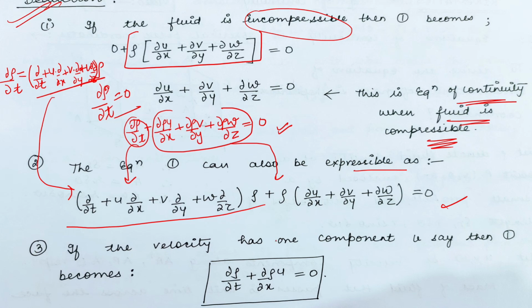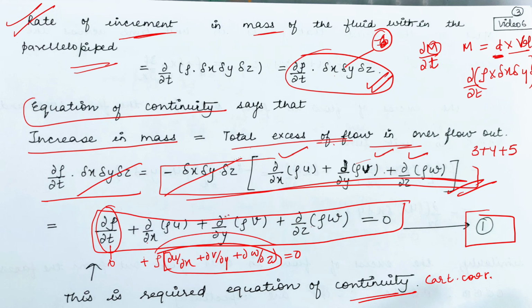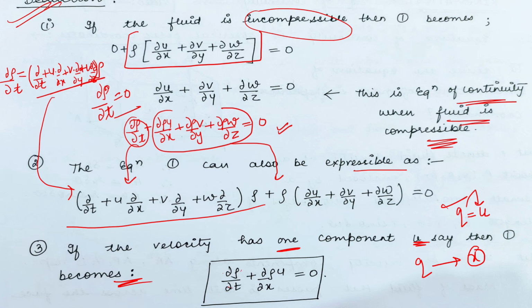Now if the velocity has only one component u, then what will be equation number 1? If the fluid is moving only along the x-axis direction, then the velocity component will be only u, q equal to u. Then in equation number 1 only the u component will remain; the v component and w component values will become equal to 0. So we can write it like this: del rho by del t plus del by del x of rho u equal to 0. This type of question usually comes as 1 marker, so keep this also in your mind.